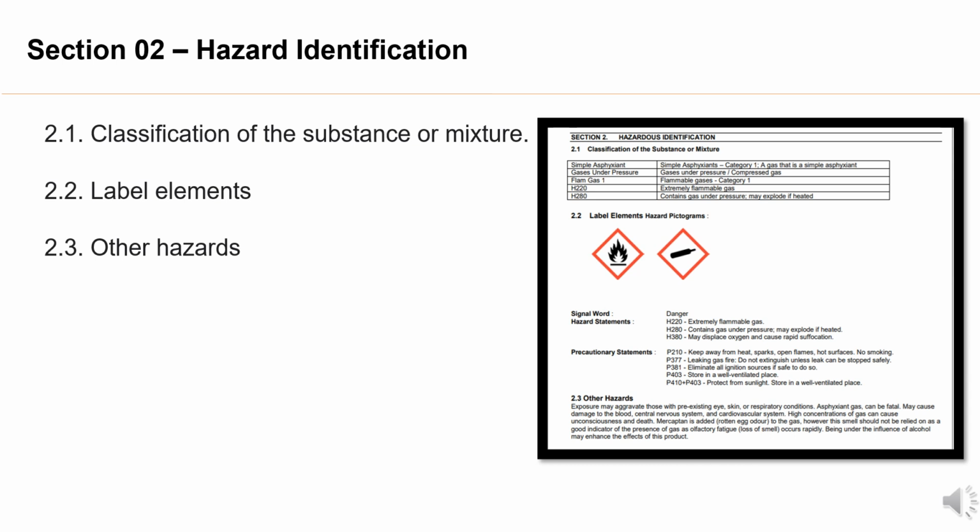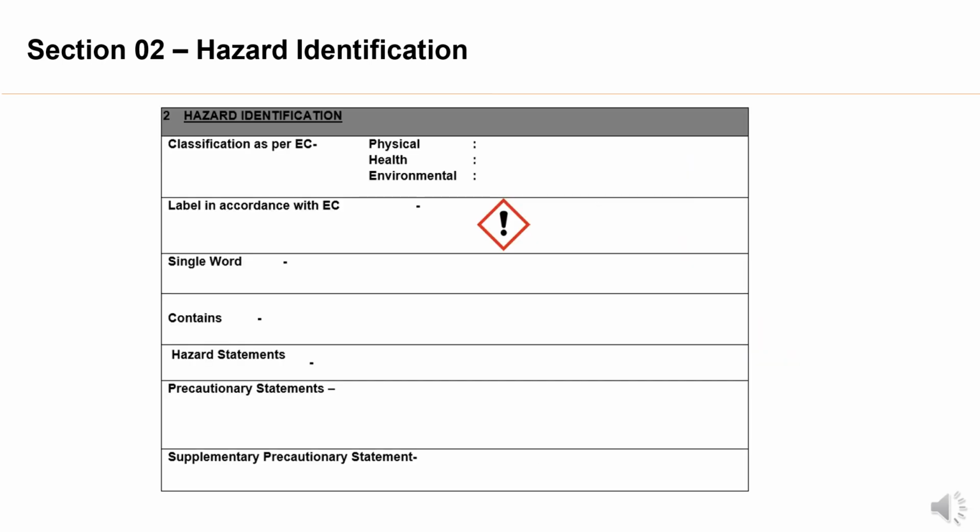Section 2, Hazards Identification. 2.1 Classification of the substance or mixture. 2.2 Label elements. 2.3 Other hazards. This section identifies the hazards of the chemical presented on the SDS and the appropriate warning information associated with those hazards. The required information consists of the hazard classification of the chemical, e.g., flammable liquid, Category 1.